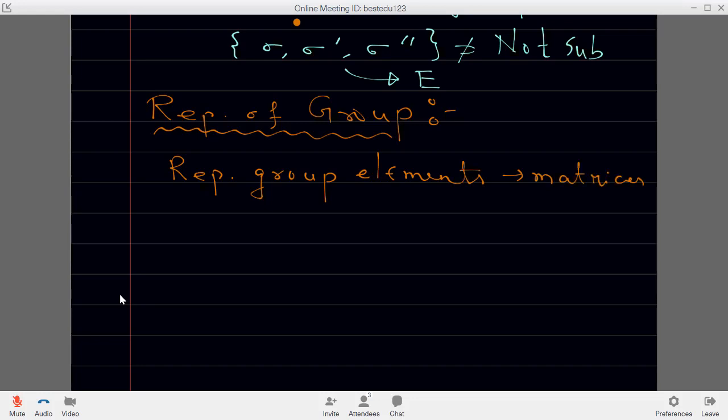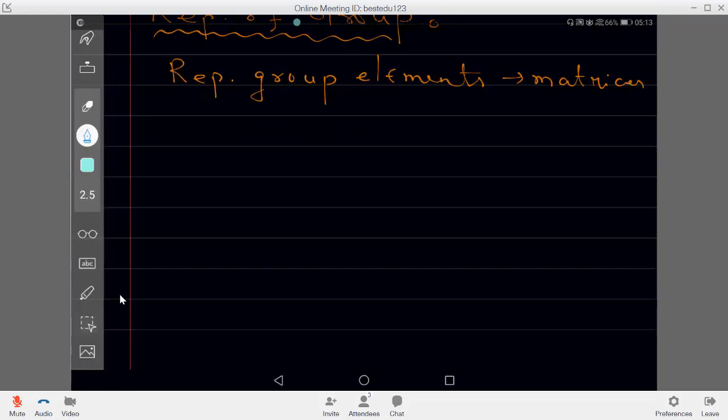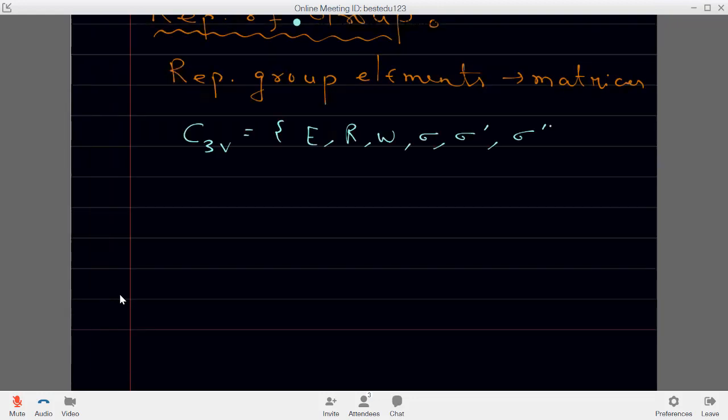Okay, let's look at an example of how we can do that. Remember the last group, C3V? It had your E, R, W, sigma, sigma prime, sigma double prime. Now I know there are operations. What kind of operations do I know? I know that if I square R, I get W. If R is acted with sigma, I get sigma double prime. I also know that if sigma is acted with R, I get sigma prime. So these are the known things that we have in the group.